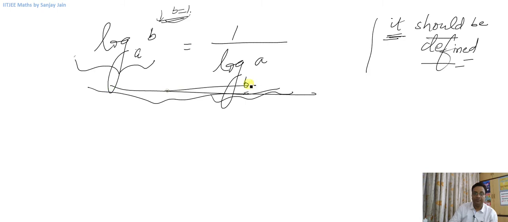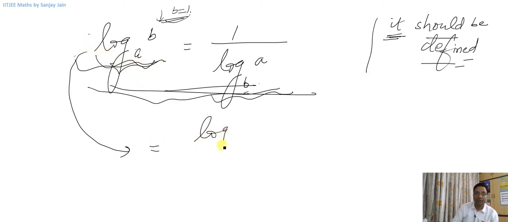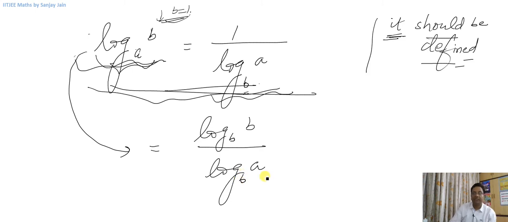Like this. Now, how can I prove it? Just by using base change theorem. So I can write this expression here like this: log b divided by log a, right? And now I am changing the base to base b, right? So I have to change it in the numerator as well as the denominator.